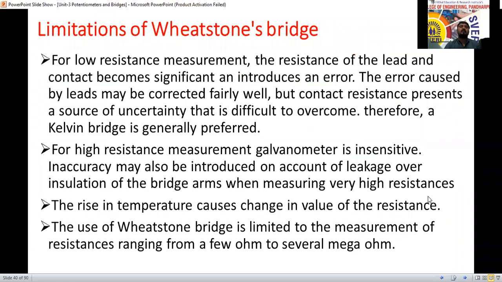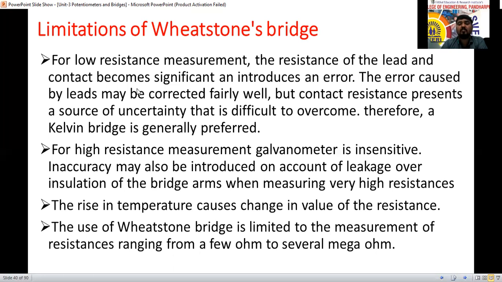It has some limitations. With the Wheatstone bridge we measure resistances, but we have not mentioned whether it is high resistance, low resistance, or medium resistance. We can say a few ohms to a few megaohms we can measure, but whether it is low, high, or medium, we don't know. So especially we'll discuss low resistance measurement here.